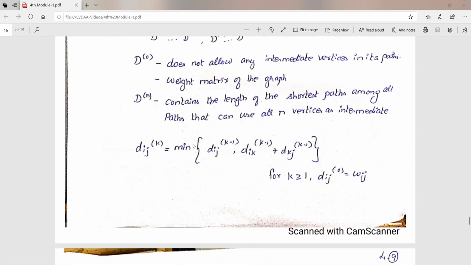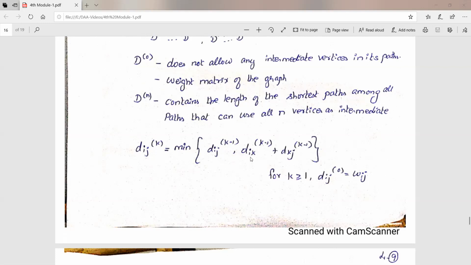Now this is the formula for Floyd's algorithm. In Warshall's algorithm, we did not take the minimum value. We only checked whether we have the edge, or edges using the intermediate vertices. But in Floyd's algorithm, we have to find the shortest path, so we have to find the minimum value. So Dij of k is equal to the minimum of Dij of k minus 1, which is the value taken from the previous step, that is k minus 1.